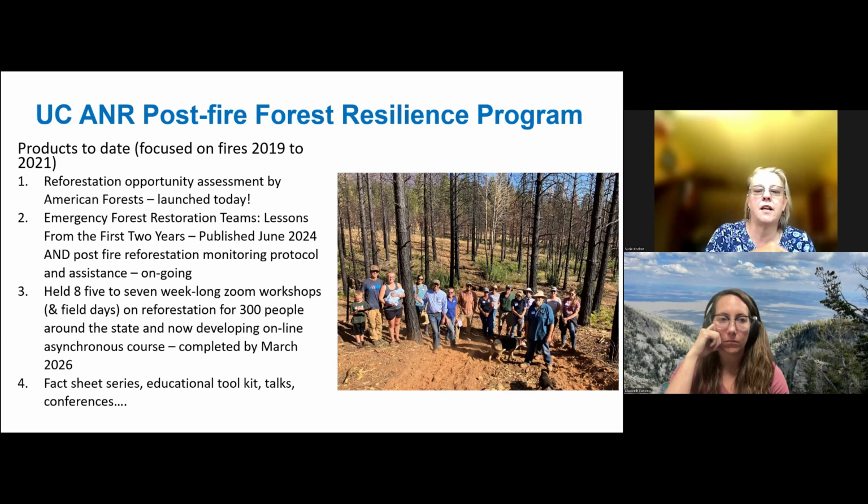Then, as far as that number 4, broad awareness, we have developed a number of educational materials, talks, conferences, and are working on an educational toolkit that will help share the lessons that we've learned educating people about post-fire restoration. So big shout out to my co-PI there in the picture, Ryan Tompkins, who was an important member of the team and helped bring us together with American Forests to develop this assessment.